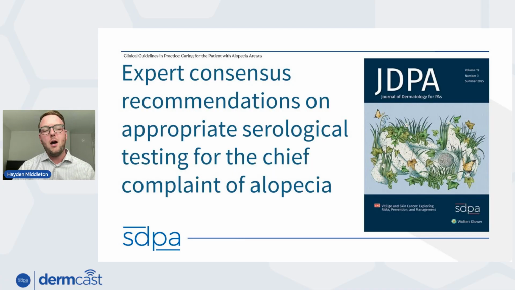All right, so I wanted to set the baseline before we jumped in. When we're talking about diagnosis, I couldn't not at least give some background and some dermoscopy images because I love looking at dermoscopy anytime I can get the chance. So we're going to jump in and talk about the diagnostic approach. I'm going to be referencing the expert consensus recommendation articles for appropriate serological testing for the chief complaint of alopecia that was published in the JDPA. As a group, we really focused on what labs we should be getting when we're approaching a patient with alopecia.